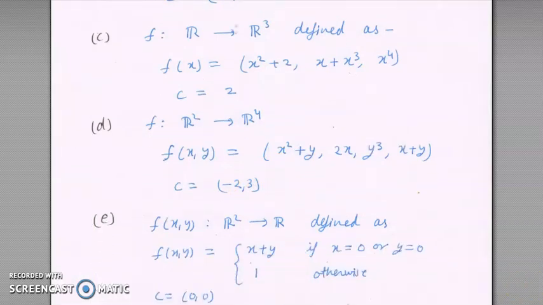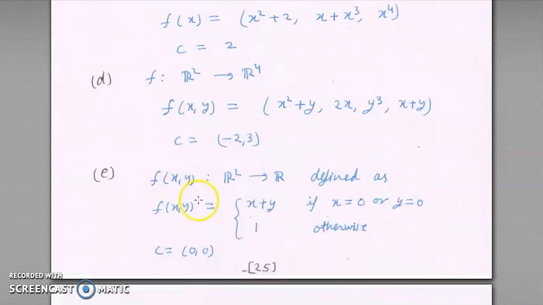Now problem number E: f(x,y) is a function from R^2 to R defined as f(x,y) = x + y if x is equal to 0 or y is equal to 0, and 1 otherwise, and the point c is (0,0). So we have to determine its Jacobian matrix at the point (0,0).